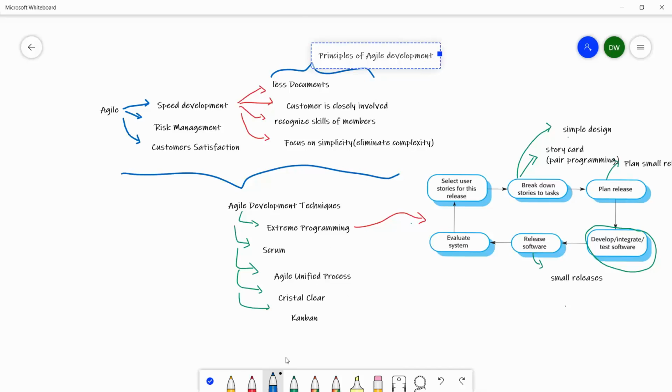මේ ටික තමයි principles විදිහට ගන්න. මේ principles නිසා තමයි මේ agile process එක speed develop කරන්න පුළුවන් කියන කාරණේ තියෙන්නේ. හරි? ඉතින් මේ හැම අවස්ථාවෙම තියෙන risk එක ගැන බලනවා. customer satisfaction එක ගැනත් බලනවා. හරි? එතකොට ස්පීඩ් වෙන්නේ ඇයි?